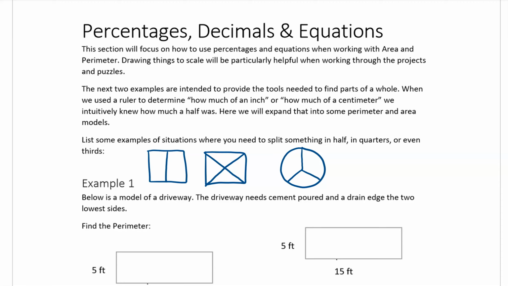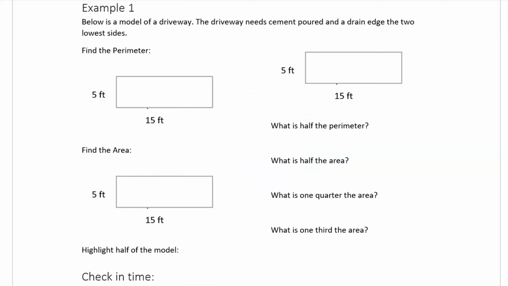All right, let us dive into example 1. Below is a model of a driveway. The driveway needs cement poured and a drain edge near the 2 lowest sides. So first we are asked to find the perimeter. Notice that this is a rectangular driveway. So if this is 5 feet, then the right-hand side will also be 5 feet, and this will be 15 feet. And we know that the perimeter is equal to 2 times the length plus 2 times the width.